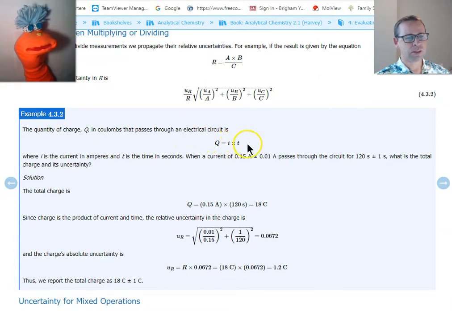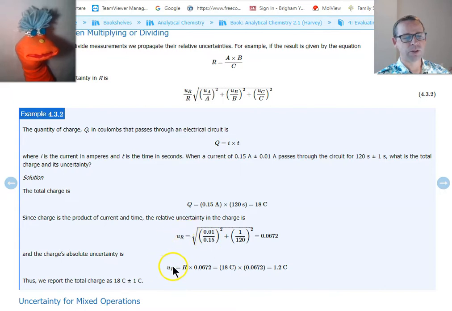Q, I, T: electrical current, charge, current, time. Current is 0.15 plus or minus 0.01, that's our I. It passes through a circuit for 120 seconds plus or minus 1 second. What's the total charge and its uncertainty? We get 0.15 times 120 giving us 18, so Q equals 18. This uncertainty, 0.01, divided by the 0.15 there, squared, plus 1 as the uncertainty here, divided by the 120 squared, add them together, and then that equals our relative uncertainty.